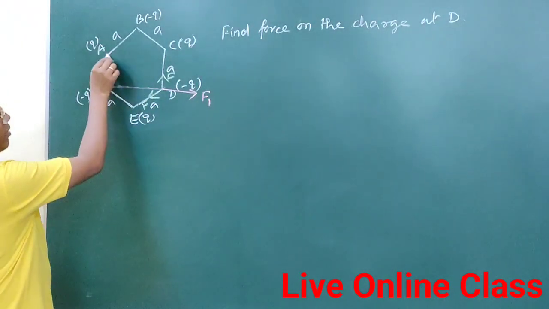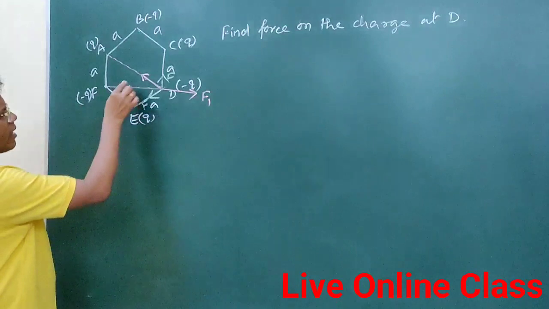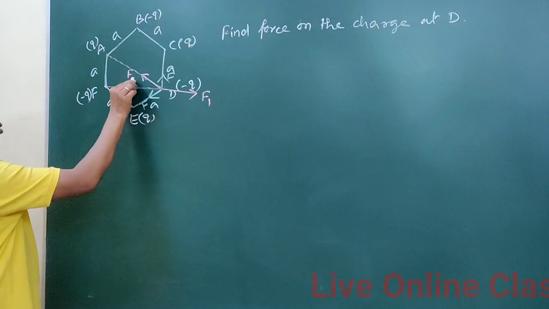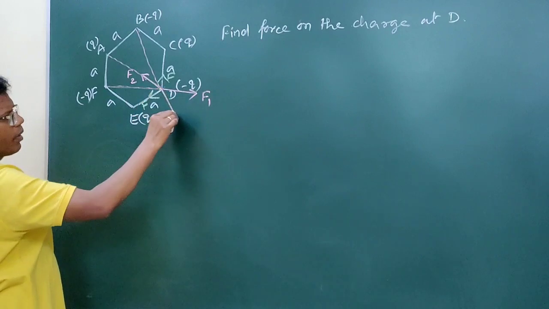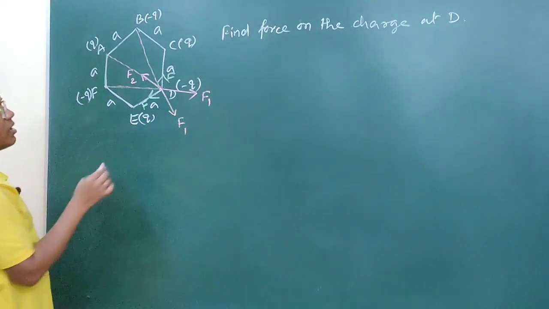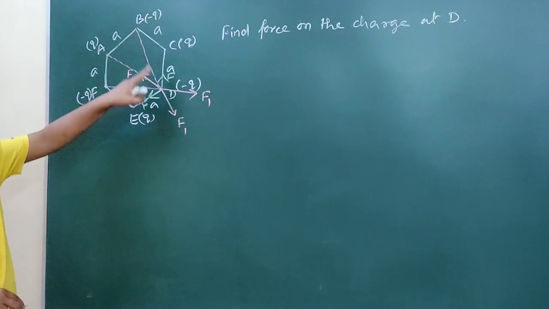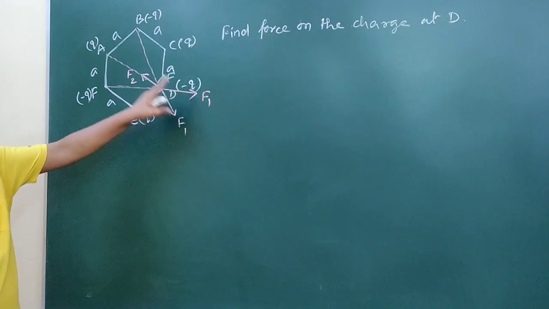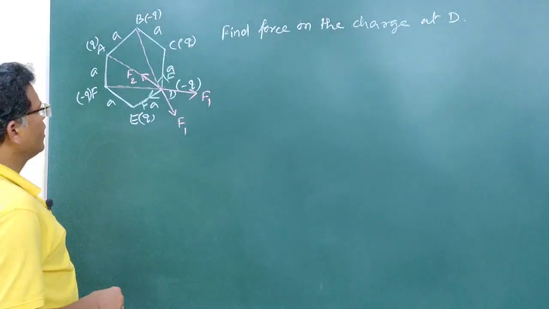Here, positive to negative, equidistant, it will be attractive, but will the magnitude be the same? No, it will be F2. This negative to negative will be repulsive, it will again be F1, because the distance from B to D and the distance from F to D must be the same, and the magnitudes are also the same. That's why F1: if this minus Q exerts F1 on this minus Q, this minus Q will also exert F1 on this minus Q.